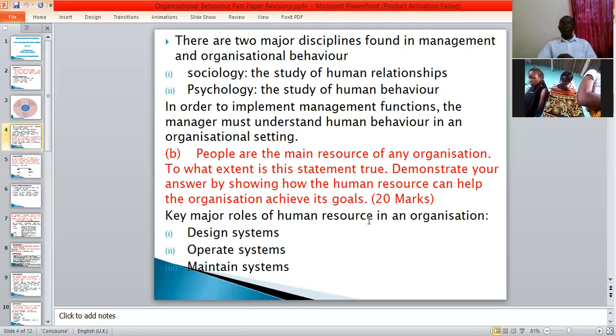Because you need people to operate the systems. You need people to design the systems. And you need people to maintain the systems. So when you explain these three, you should have tackled this question. Why do human beings become the main resource of any organization?